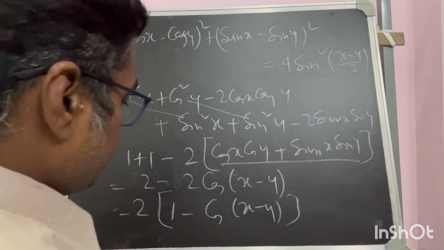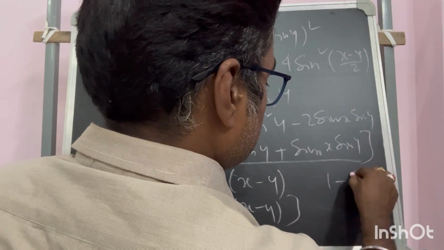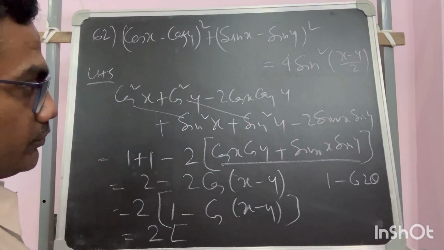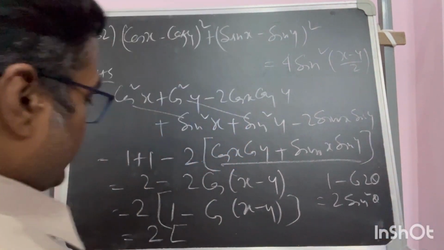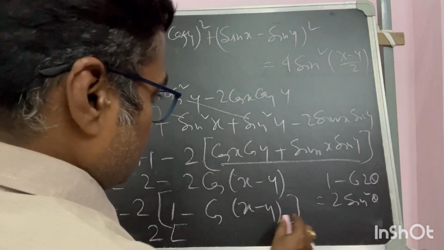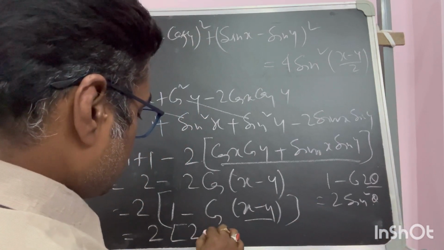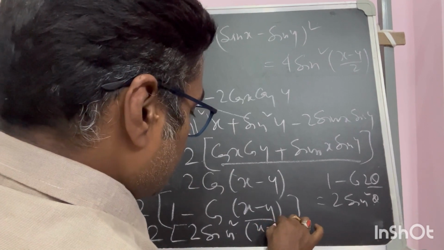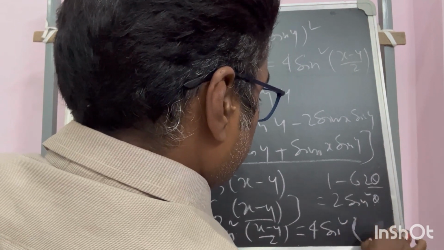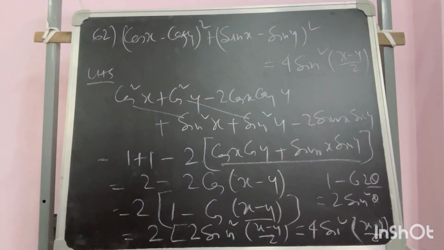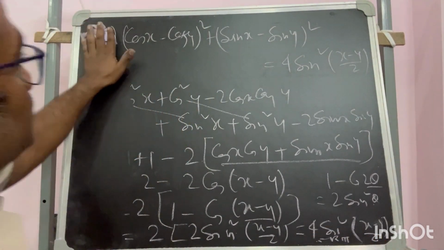Now 1 minus cos of x minus y, how can you do that? This is 1 minus cos of 2 theta, that we can write as 2 sin square theta. Can we write that? So here 2 theta is equal to x minus y. Theta means x minus y by 2. So this is 2 sin square x minus y by 2. So these two together will be 4 sin square x minus y by 2. So that is your right hand side. Okay. So 62 is over.